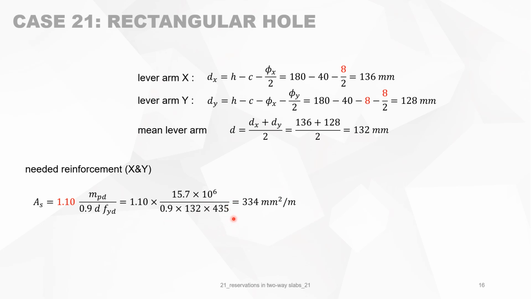So we have now 334 square millimeters per meter, and with 8 diameters, 8 per meter, it will be fine. Remember, there is bottom reinforcement in X direction and Y direction. So you have 4 times this.